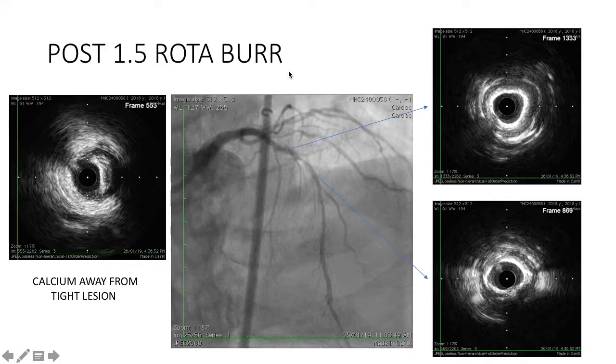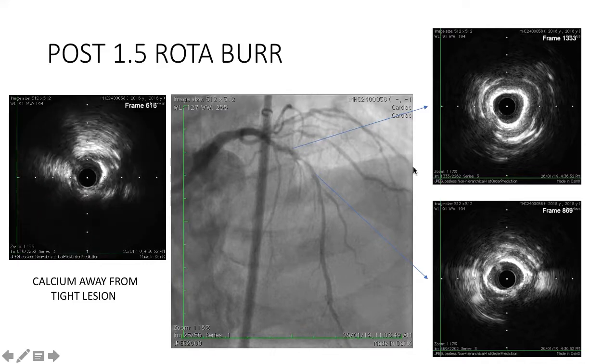Post 1.5 burring IVUS showed again circumferential calcium proximal to the lesion site. The vessel was almost 1.75 to 2, so that's why the 1.5 burr didn't work out. Probably 1.75 would have done a good job in this case, but as it was not available, I couldn't do it.